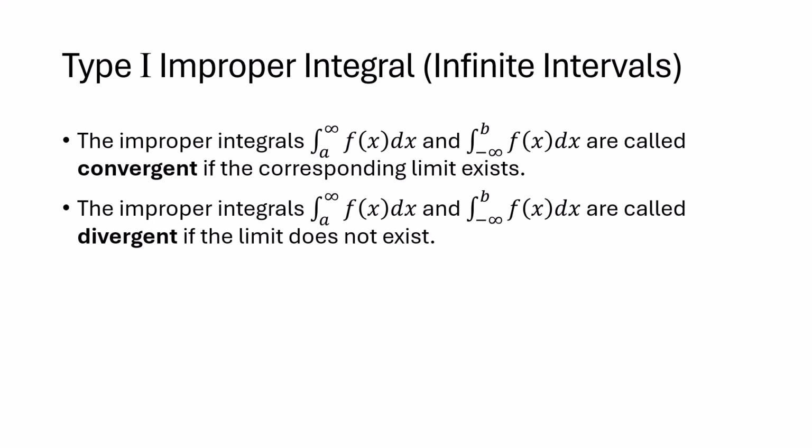The improper integrals from a to infinity of f of x dx and from negative infinity to b of f of x dx are called convergent if the corresponding limits exist. These improper integrals are called divergent if the limit does not exist.